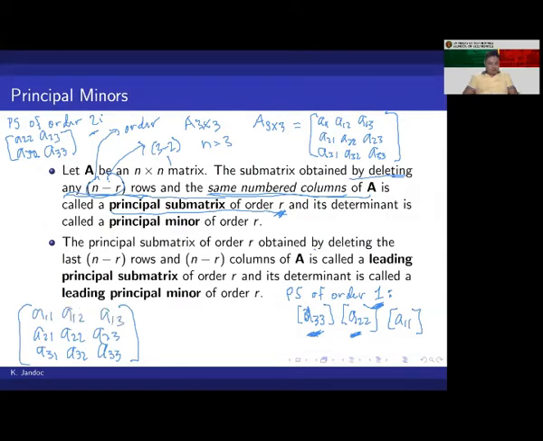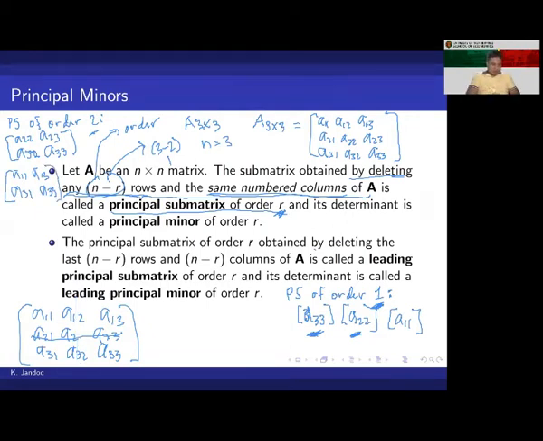Okay, what's another one? In the previous case, we deleted row 1 and column 1. Now let's delete row 2 and same numbered column 2. Okay, so another principal submatrix would be A11, A13, A31, A33. Okay, good. That's another one.